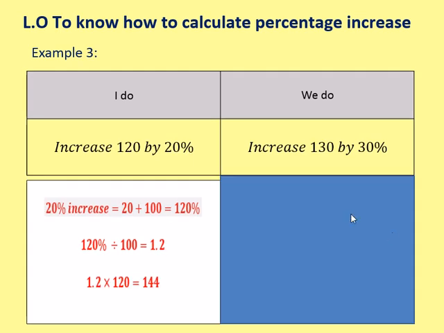Okay, last example, increase 120 by 20%. So again, we're looking for a 20% increase. So we do 20 plus 100, which equals 120%. The multiplier for which is 1.2. So we do 1.2 times 120, which gets me 144. So again, pause the video there, copy that down, and then try the redo, please.